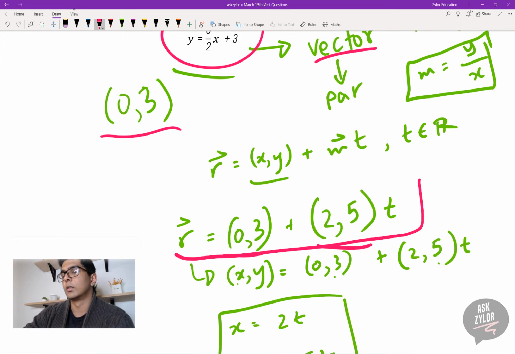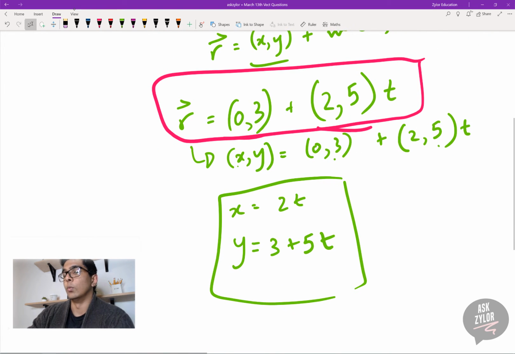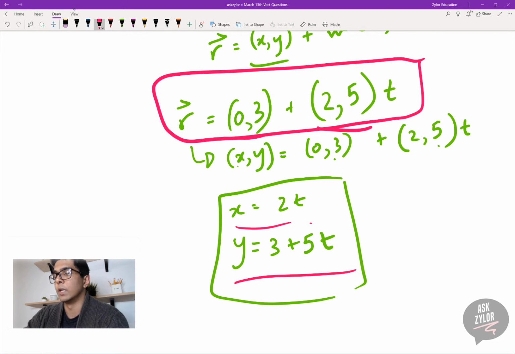So this is my vector equation. Then we had to find a parametric equation, so I replaced r with x and y, and I found x is equal to 2t, y is equal to 3 plus 5t. I just added each of those components up.